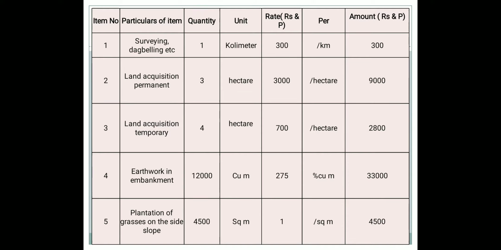we will be seeing here the cost involved in it. So surveying, 1 kilometer, 300 per kilometer is 300. Land acquisition permanent 3 hectare, 3000 per hectare is 9000. Land acquisition temporarily 4 hectare, 700 per hectare is 2800. Earthwork and embankment is 12,000 cubic meter, 275 per cubic meter percentage, 33,000.